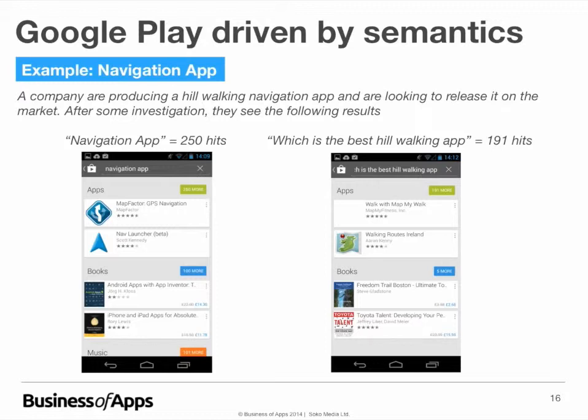Whereas actually, when they go for which is the best hill walking app, they manage to produce 191 results. And so by cleverly filtering down and by cleverly looking for keywords, they can end up finding this long tail on the Google Play Store, and they can do it by taking advantage of the fact that questions are still going to work within the context of this.